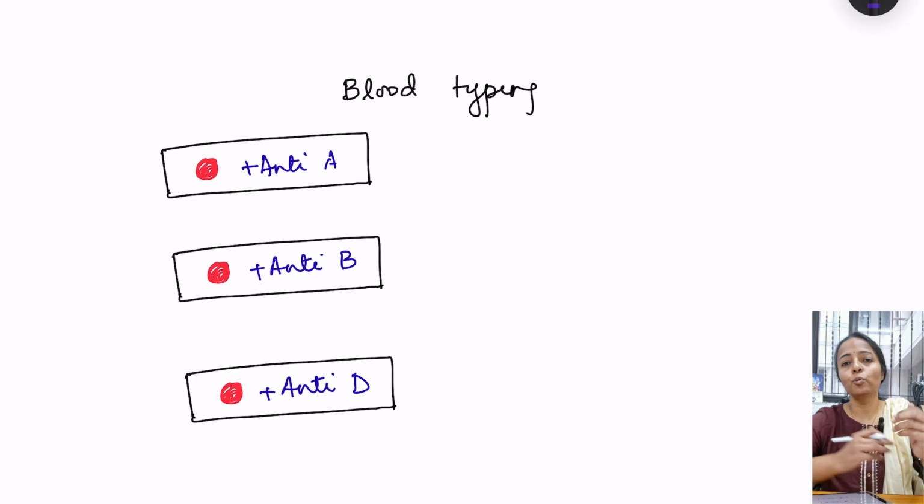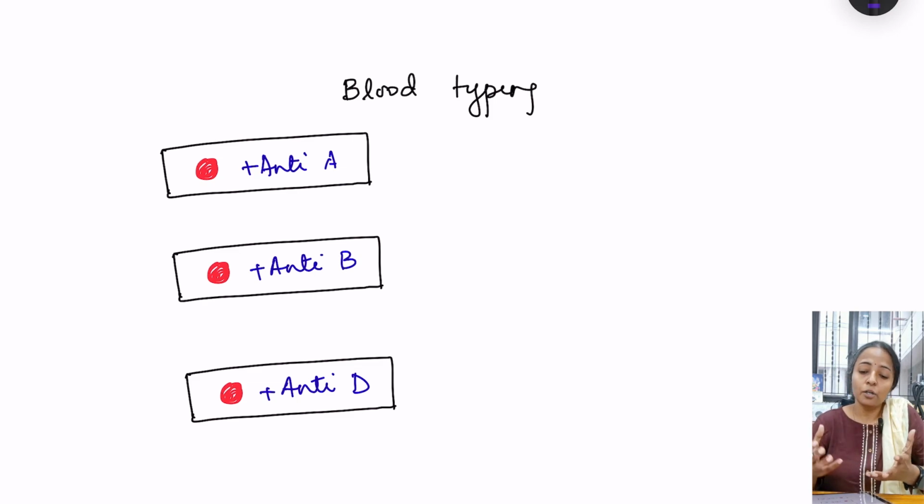Now, why do we want to know about these antigens and antibodies? Because knowledge of this is important for blood transfusion. There might be cases where blood transfusion may be required by a person. If we know what antigens and antibodies are present in the blood, then we can prevent mismatched blood transfusion. We'll see what is mismatched blood transfusion, and why we have to give a particular kind of blood only to a person.